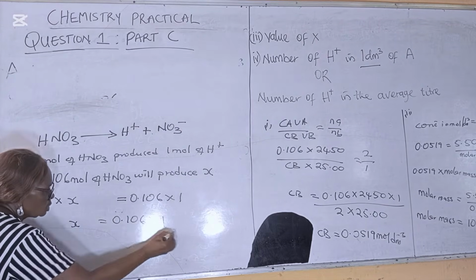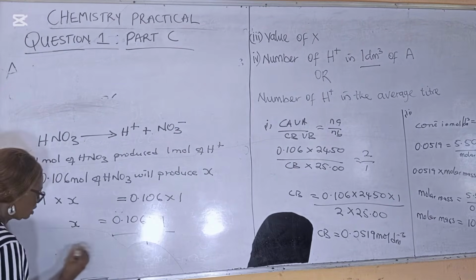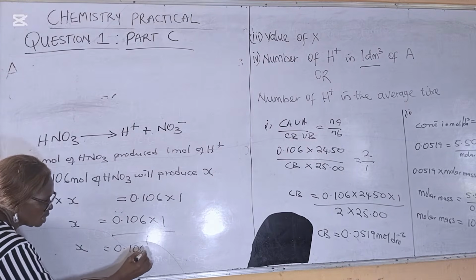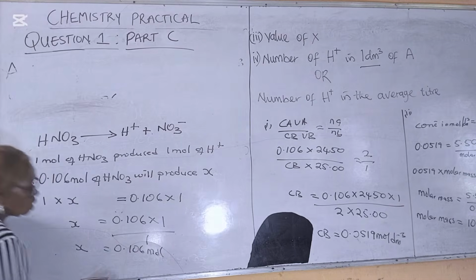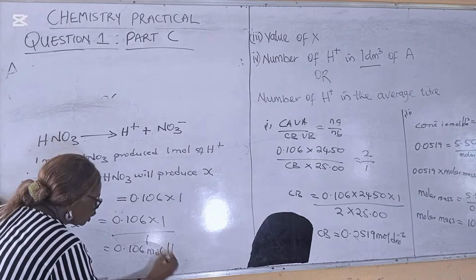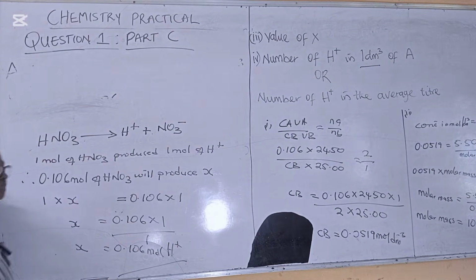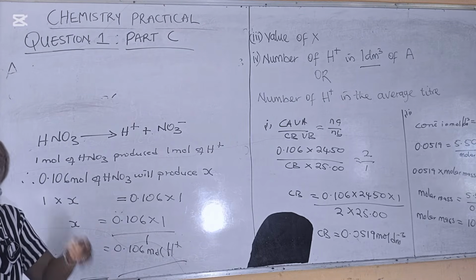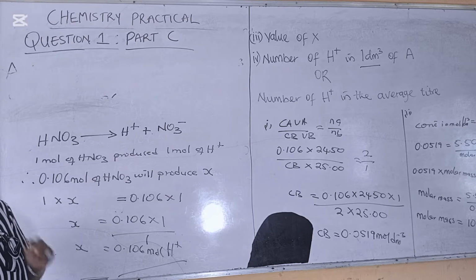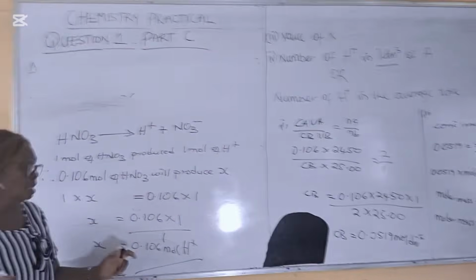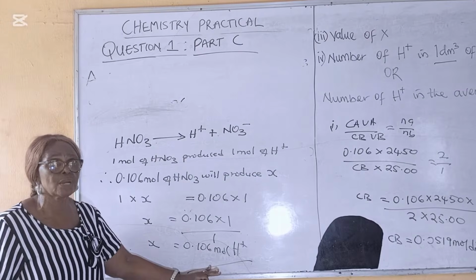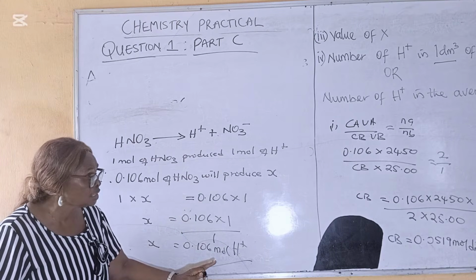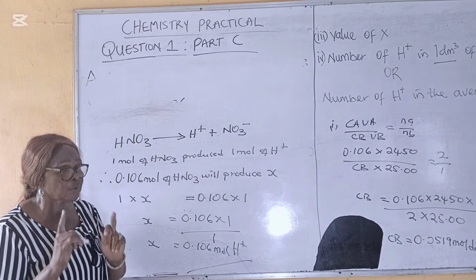0.106 times 1 divided by 1. Therefore, X is 0.106 mole of hydrogen ion. If you are asked to find the amount in mole of the hydrogen ion in 1 dm cube of A, stop your calculation here. This is the amount of the hydrogen ion in 1 dm cube of A.